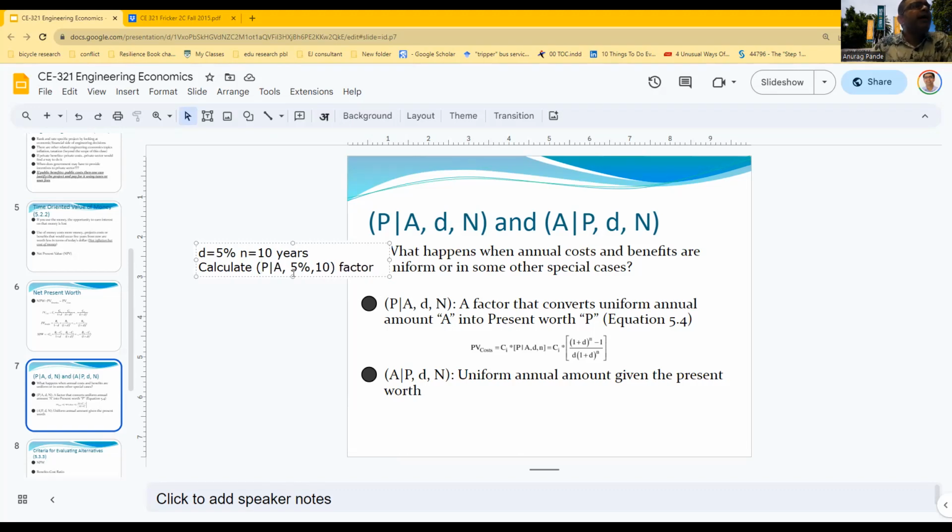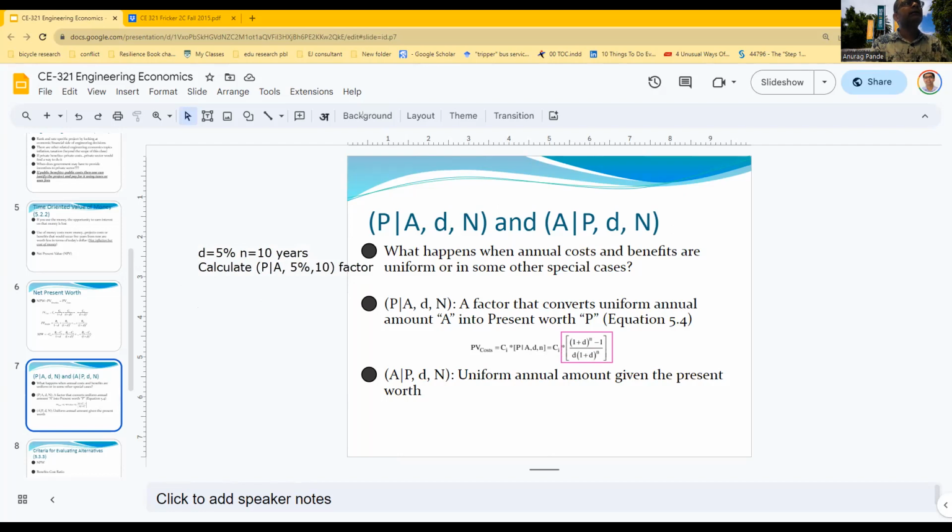So remember, the factor itself doesn't depend on the P or the A. The factor just has the formula. If you look carefully here, the formula for the factor depends on just this, right? You multiply that with the annual value. So let's see how we calculate it.